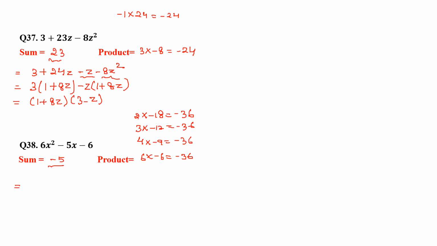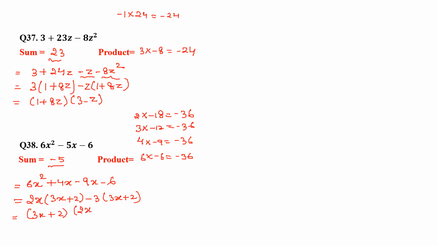So it means I have to split it as 6x square plus 4x minus 9x minus 6. So now let's take 2x common. In the first two terms, I will be left with 3x plus 2. And in the last two terms, I can take minus 3 common, so it will be 3x plus 2. Now in both terms, you can see 3x plus 2 is present, so I can take it common. Taking 3x plus 2 common, I will be left in the first term with 2x and in the second term minus 3. So this is the factorization.